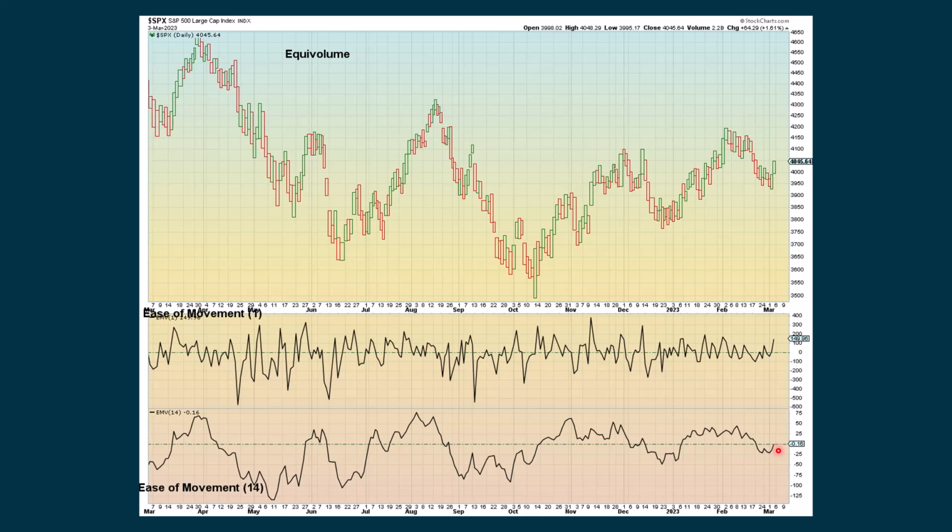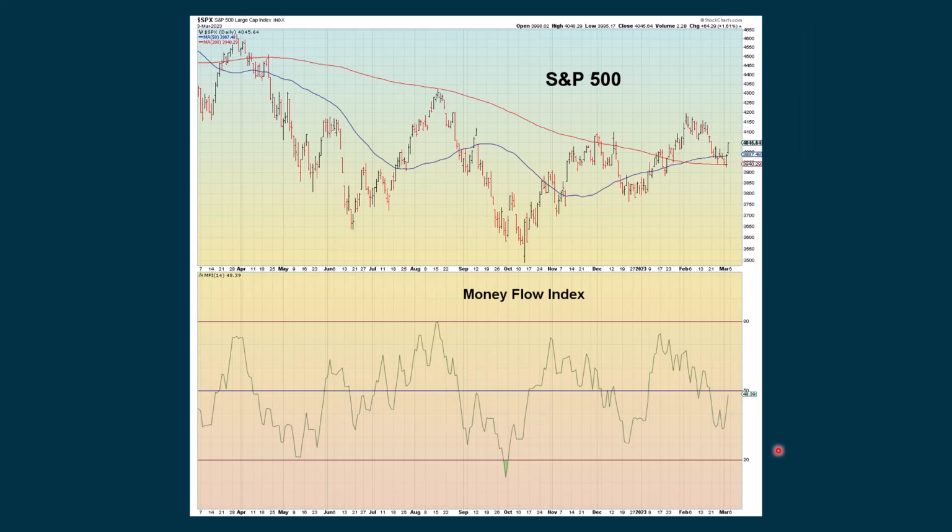And this is currently neutral. The Money Flow Index is a typical oscillator. When we're below 50, that's negative. When we're above 50, that's positive. Well, we dropped below 50, but we are starting to make a comeback. So this is negative, but it's showing some strength.